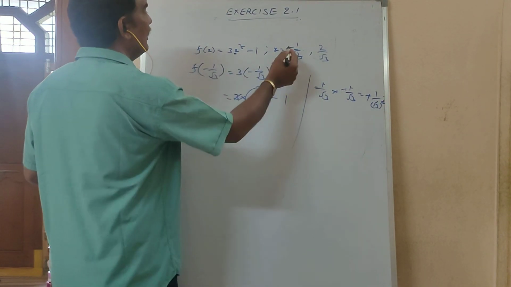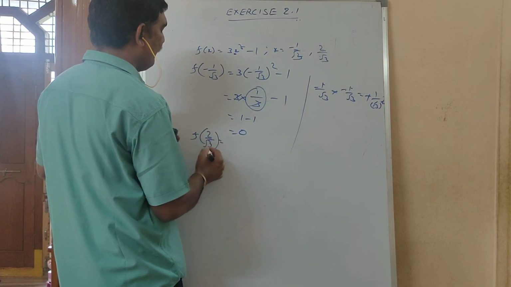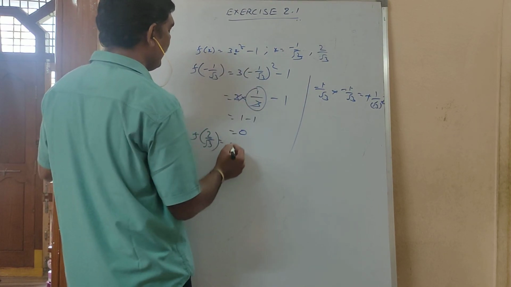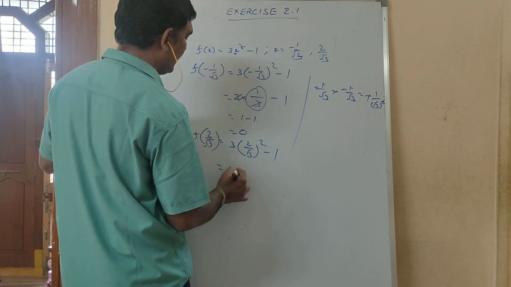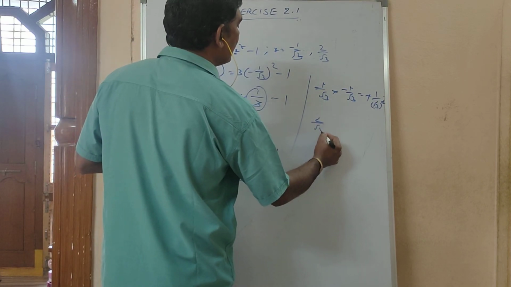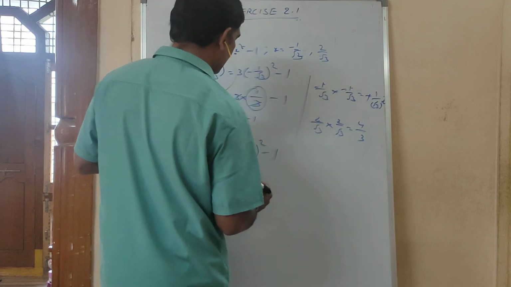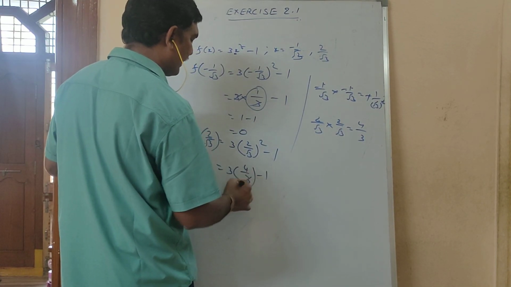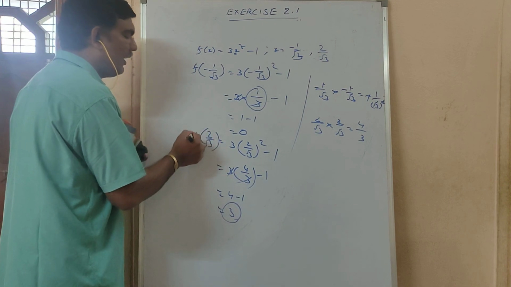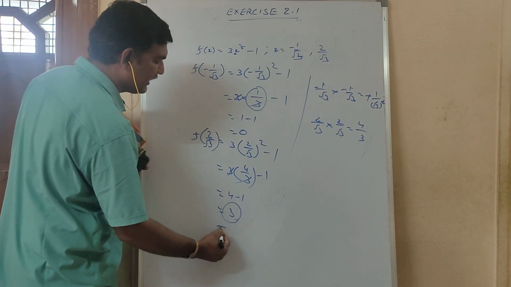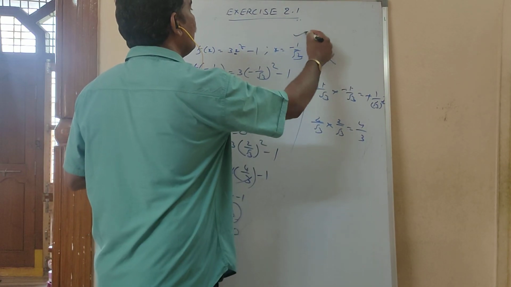Okay. Now 2 by root 3. F of 2 by root 3 means in place of x, you have to write 2 by root 3. 3 into 2 by root 3 whole square minus 1. 3 into 2 by root 3 whole square means 2 by root 3 into 2 by root 3. 2 2s are 4. Root 3 into root 3 is 3. So you are getting 4 by 3 minus 1. 3 cancels. 4 minus 1, how much did you get? 3. This means the value of f of 2 by root 3 is not 0. If you did not get 0, this 2 by root 3 is not a 0 of the polynomial.